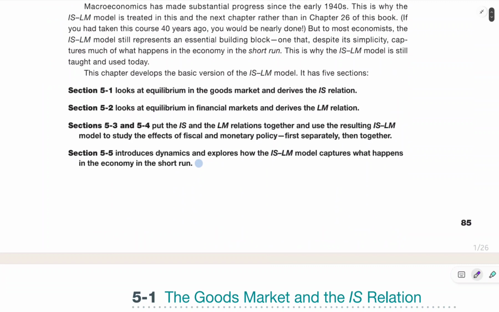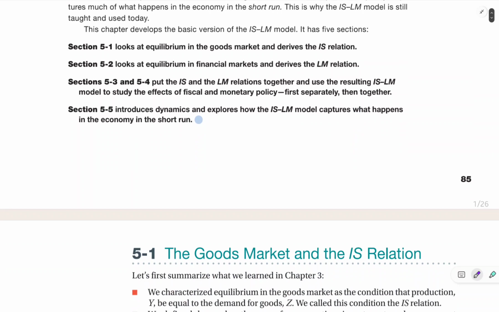This chapter develops a basic version of the IS-LM model. It has five sections. Section 5.1 looks at equilibrium in the goods market and derives the IS relation. Section 5.2 looks at equilibrium in financial markets and derives the LM relation. Sections 5.3 and 5.4 put the IS and LM relations together and use the resulting IS-LM model to study the effects of fiscal and monetary policy, first separately and then together. Section 5.5 introduces dynamics and explores how the IS-LM model captures what happens in the economy in the short run.